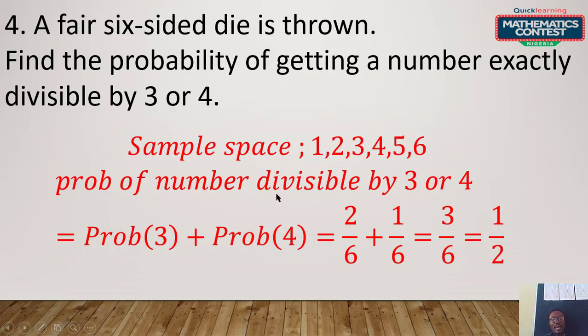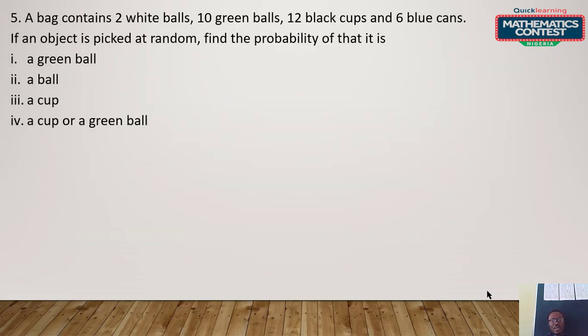How many numbers are divisible by 3 from this sample space? We have two of those numbers, the 3 and the 6. So the probability of a number divisible by 3 is 2/6. The probability of getting a number divisible by 4 is only 4 here, which is 1/6. Adding gives 3/6, which is 1/2. So the probability of getting a number divisible by 3 or 4 is 1/2. Now let's look at this other question.